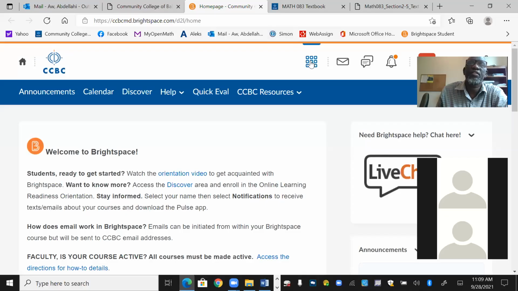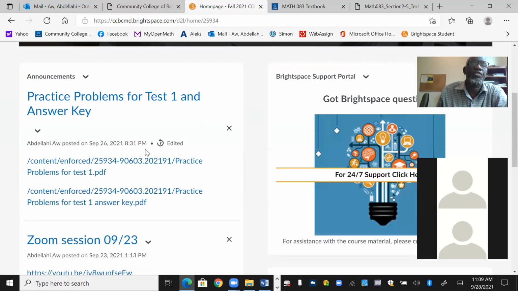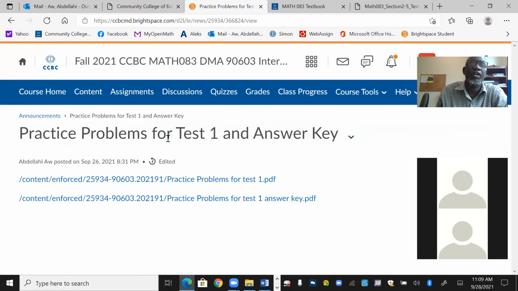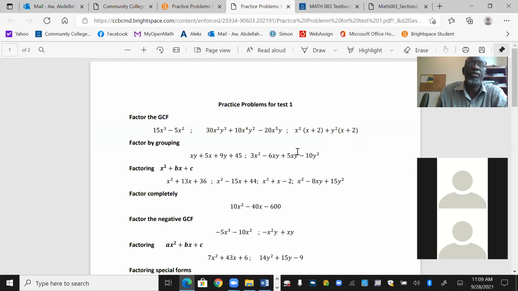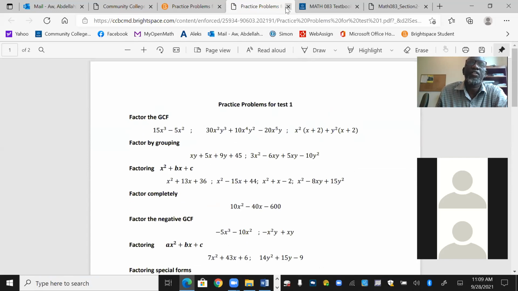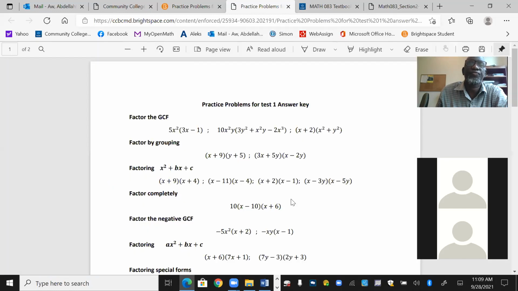As you can see, when you go to Brightspace, you're going to see that I have posted a review sheet. When you go to Announcements and click there, you have the review sheet. You have some selected problems, and also you have the answer key, okay?